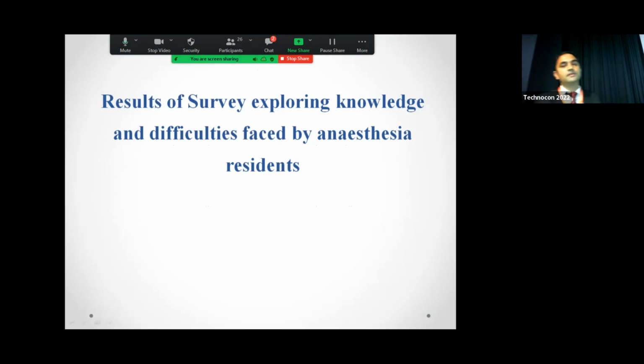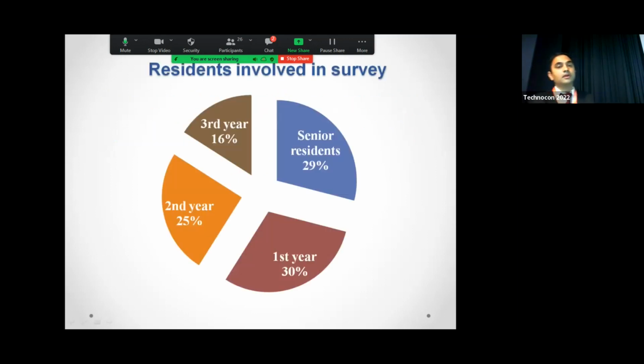As I told, there was a survey to know the knowledge and difficulty faced by anesthesia residents. In this survey, there were a total of 100 residents from different semesters or years.